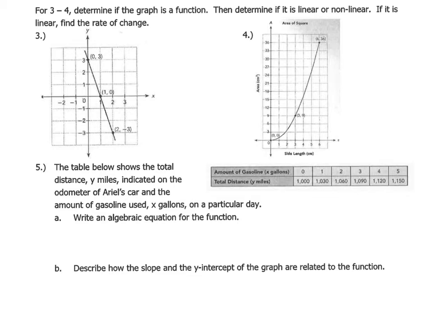For 3 and 4, determine if the graph is a function, then determine if it's linear or nonlinear. So number 3 is a function, right? If I were to put a vertical line test anywhere, it passes, so it is a function. But now we need to see, does it have the same rate of change each time? From this point to this point, it goes down 3 over 1. And from this point to this point, it goes down 3 over 1. So it's a function and linear.